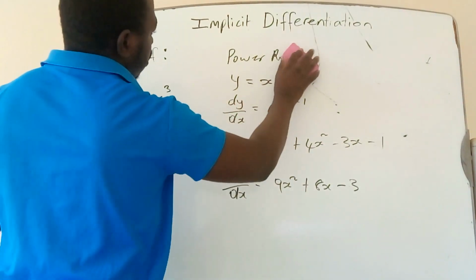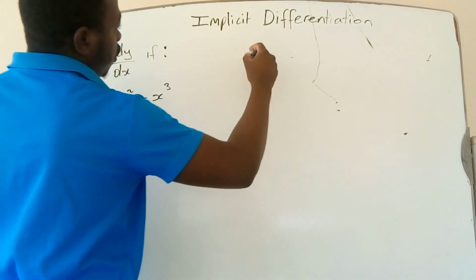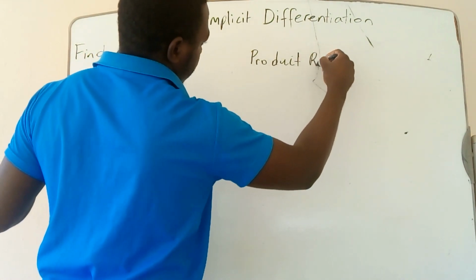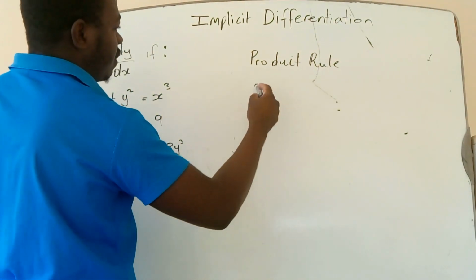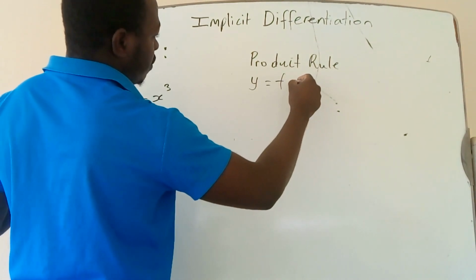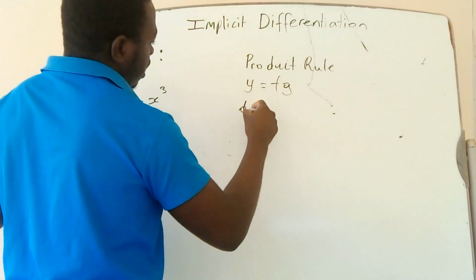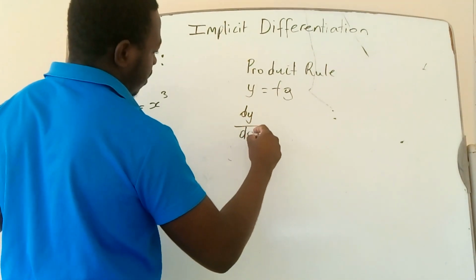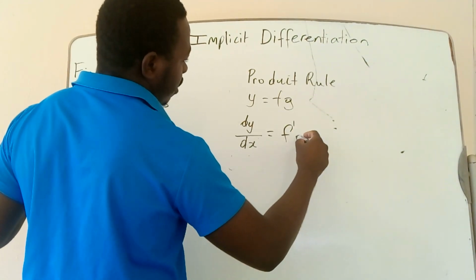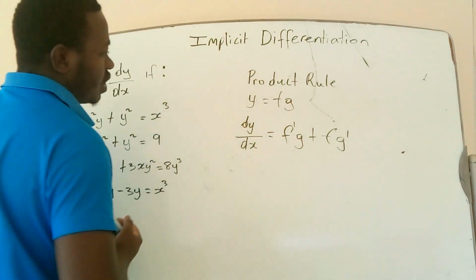Another rule that you need to remember is the product rule, right? Now the product rule says that if you have two functions, y is equal to a function f times g, and you are asked to differentiate this function, then dy by dx is equal to the differential of f times g, plus f multiplied by the differential of g. That's basically it.